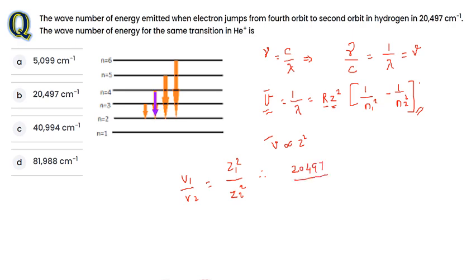So therefore, V1 is already given, 20,497, divided by V2. V2 here is for helium they are asking. That will be equal to, for the hydrogen atom, atomic number 1 square divided by helium 2 square. So what we are going to find out here is V2 is equal to 20497 into 4. You just multiply this, and what you are going to have here is 81988 per centimeter. So that is the answer in this case.